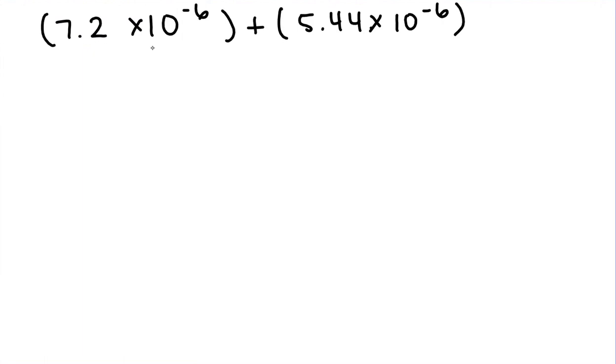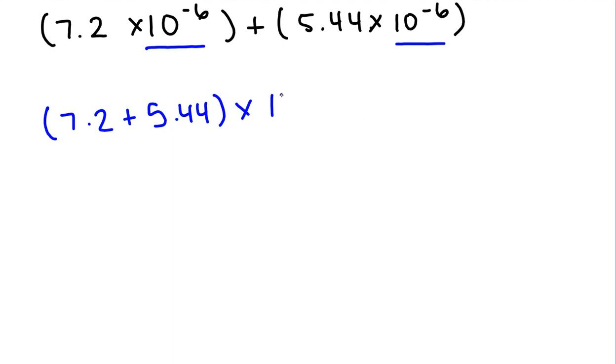Let's look at another one. These also have the same power of 10. So again, we're going to use distributive property to solve this. So we're going to take 7.2 plus 5.44, and we're going to multiply by 10 to the power of negative 6. Now, when we take these two numbers and add them together, we get 12.64 and 10 to the power of negative 6.